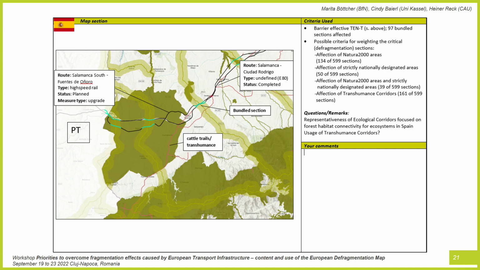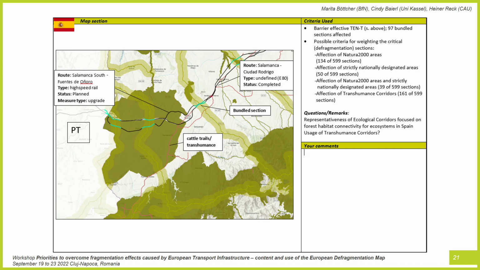What you see here as well is a very special data set we got from our Spanish colleagues from CAME. These are cattle trails or transhumance trails. We could take them into account to weight the defragmentation sections. The problem here in Spain is that the corridors we can work with are represented just for a small part of the ecosystem, the wooded ones, and we have no other. How should we deal with this problem? Could the cattle trails or transhumance trails offer an opportunity to weight the sections? So, these are the prepared examples.